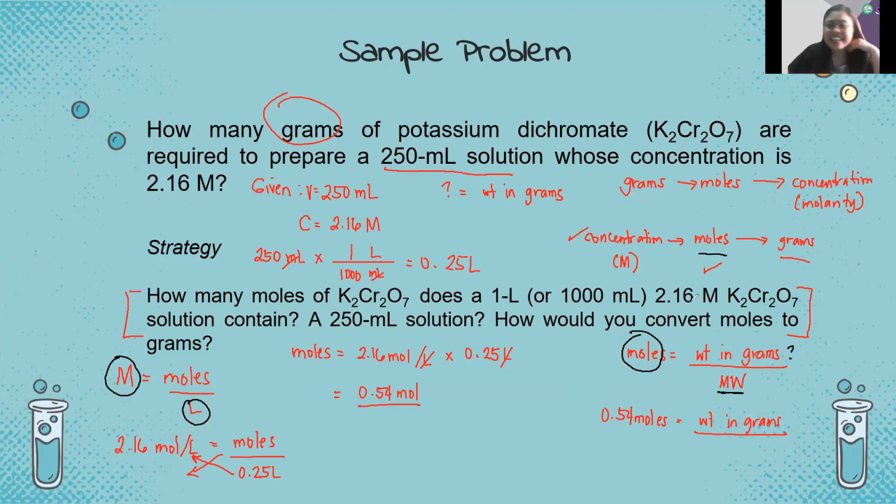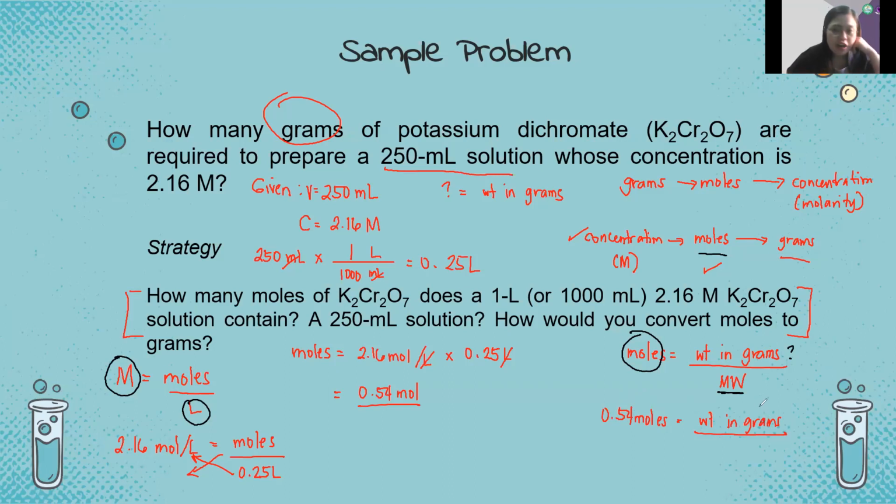Let's go back. Again, we have computed for the number of moles. So we will be computing now the weight in grams. So the number of moles will be substituted here. You have there 0.54 moles. And then we are looking for the weight in grams.